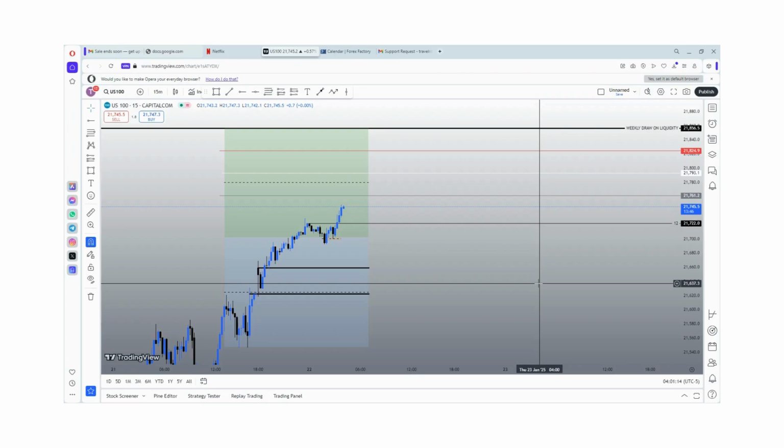So this is the US100. You can also go into your chart and see what I've done here and see what my analysis has been like.